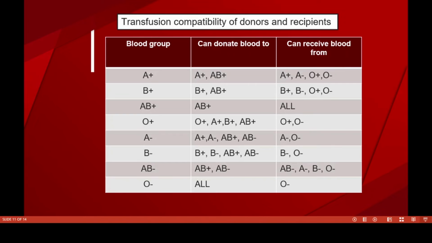If B negative, we can donate to B positive, B negative, AB positive, AB negative. We can receive from B negative and O negative. If AB negative, we can donate to AB positive and AB negative, and we can receive from AB negative, A negative, B negative and O negative. If blood group O negative, we can donate to all, but we can receive only from O negative.